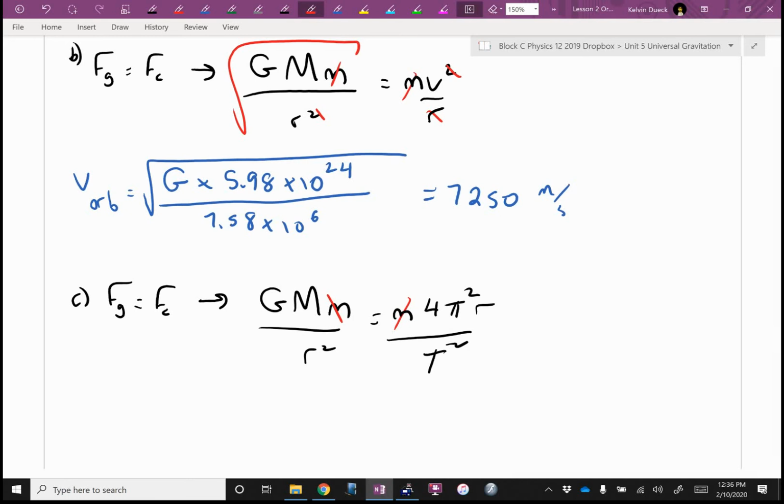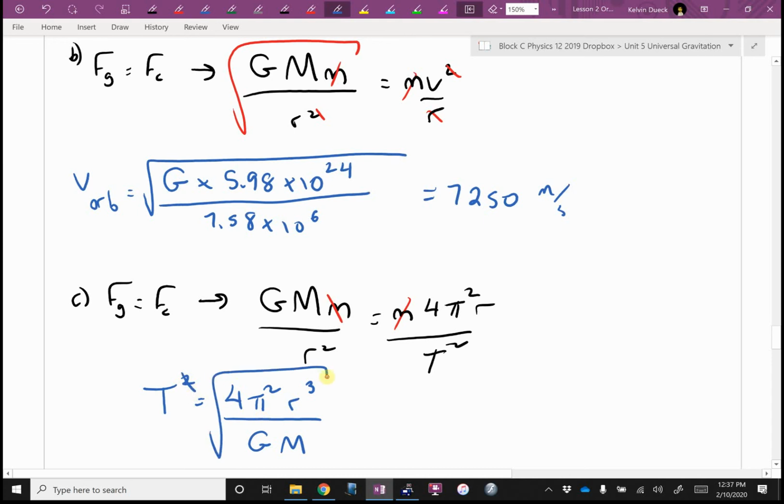So where is the T right now? On the bottom. Yeah. I'm going to multiply it to the top. That's going to give me a T squared. There's a 4 pi squared on the other side. Is an r going to cancel here? I'm going to get an r cubed. And I think big G, big M, and then I'll square root that.